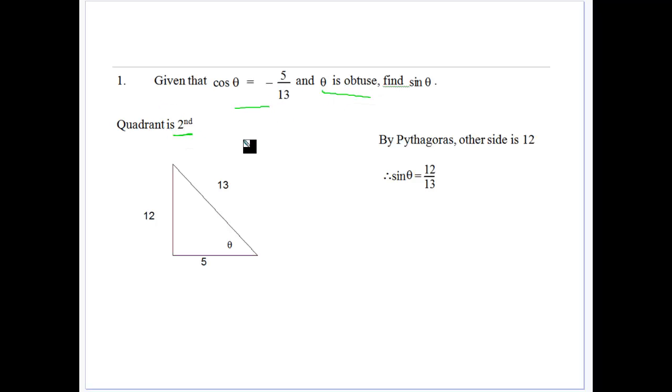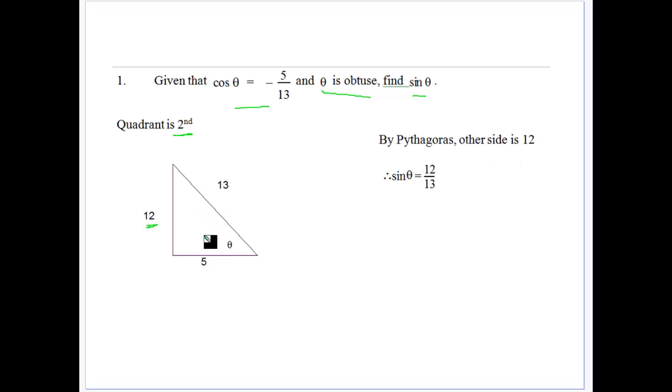So we've identified what quadrant we're in. So finding sine theta, in the second quadrant our answer is going to be positive. So from our data, we draw up a triangle. We get 5 and 13 as two of the sides, so the adjacent and the hypotenuse, which, if we know our Pythagorean triads, or you need to apply Pythagoras' theorem, we get 12.